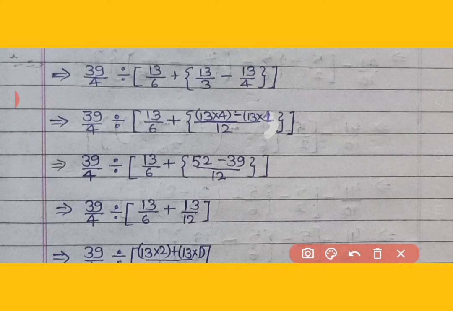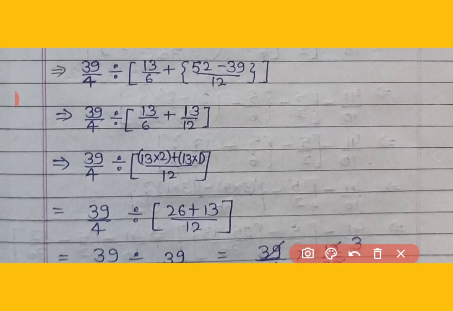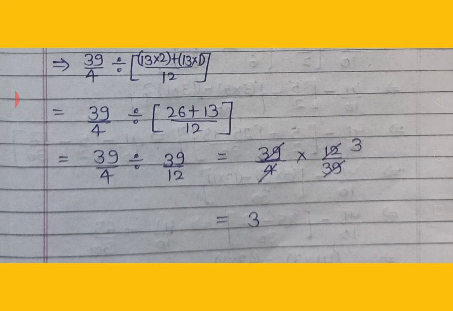Here 39 upon 4 divided by, in large bracket, 13 upon 6 plus 13 upon 12. Next, we will fractionally add 13 upon 6 and 13 upon 12. 12 will be the common denominator. 6 2s are 12 and 13 2s are 26. And here 12 1s are 12, so 13 will remain 13. So it became 39 upon 4 divided by, in large bracket, 26 plus 13 upon 12. Bracket close. 39 upon 4 divided by 39 upon 12.